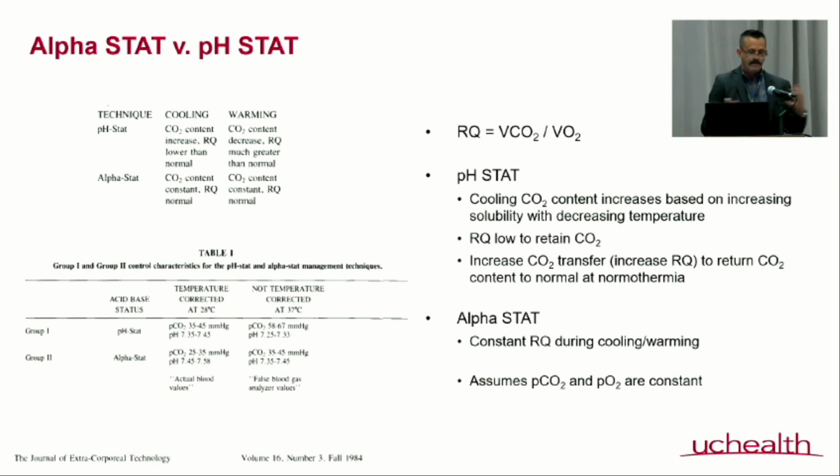So we all know today, right, that alpha-stat is non-temperature corrected values maintained in the normal range throughout hypothermia. Okay. So we also introduced this concept of the respiratory quotient, or the RQ. And for the sake of this paper, the RQ means carbon dioxide transfer in the lung compared to oxygen transfer, right? So in pH stat, as we cool, the CO2 content increases based on increasing solubility with the decreasing temperature, right? In alpha stat, we have a constant respiratory quotient during cooling and rewarming.